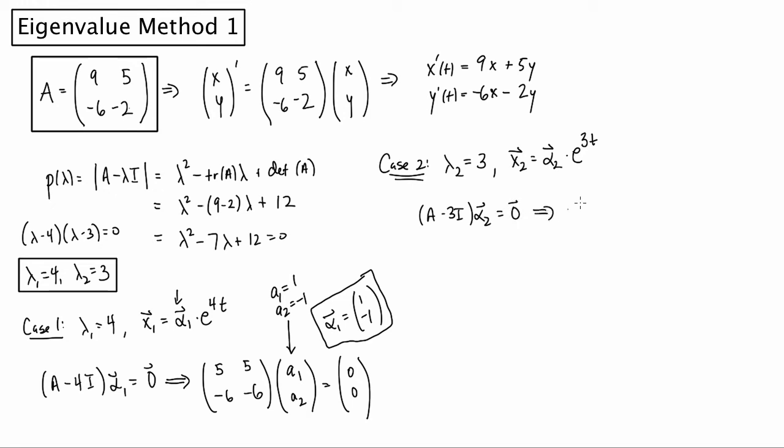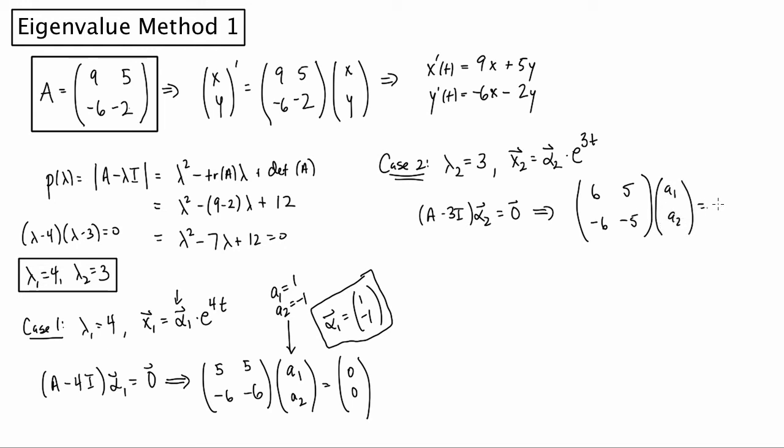And so that would be, I'm subtracting 3 from the diagonals. So I get 6, 5, negative 6, negative 5. Notice once again that they are constant multiples of each other. So we know we've done something correct here.